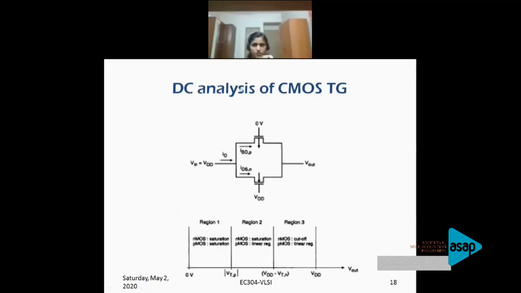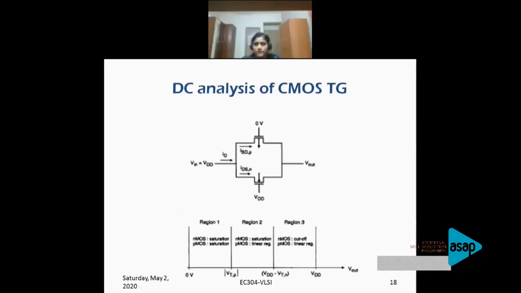So that is what we are going to see by DC analysis of a CMOS transmission gate. While doing that, we'll analyze NMOS separately and PMOS separately. We are going to analyze it in terms of the regions of working. This slide will come into that finally when we discuss. So when we talk about the analysis, first we talk about the NMOS and the PMOS case.